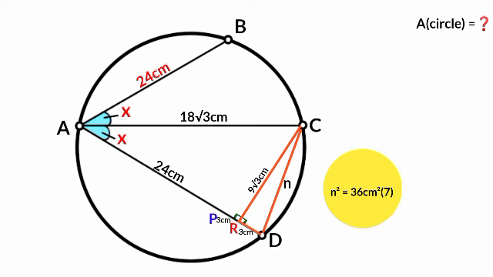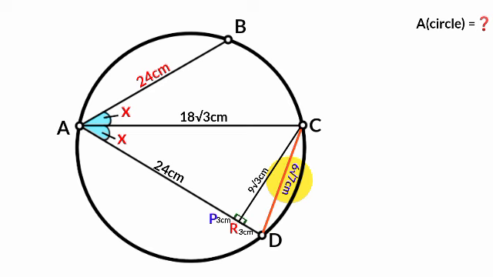Take the square root of both sides. Here square root of n squared is n, while here square root of 36 centimeters squared open bracket 7 is square root of 36 centimeters squared times root 7. Square root of 36 centimeters squared is 6 centimeters. 6 centimeters times root 7 is 6 root 7 centimeters. So n equal to 6 root 7 centimeters. That is, the length of this side n is 6 root 7 centimeters.